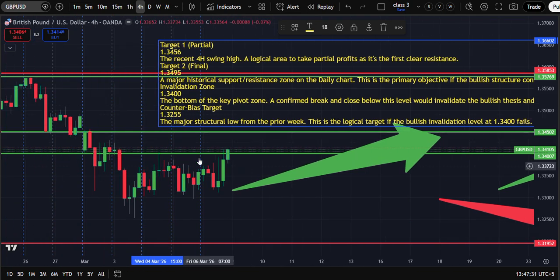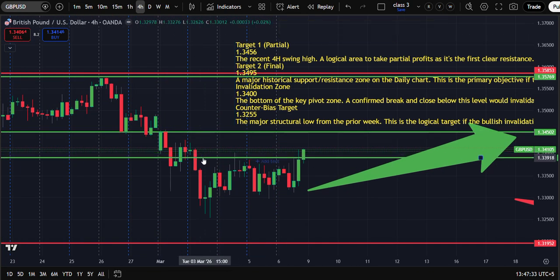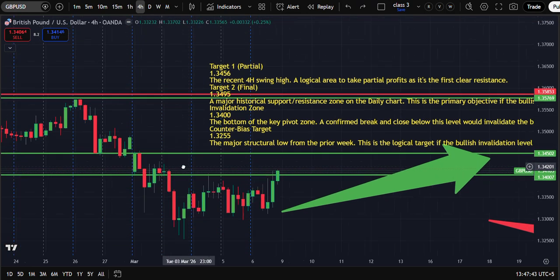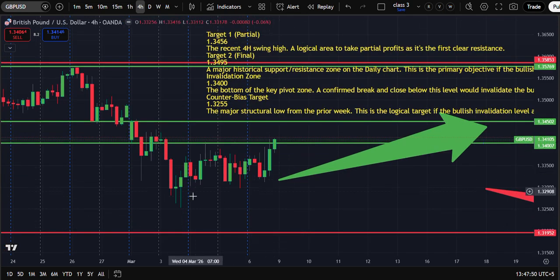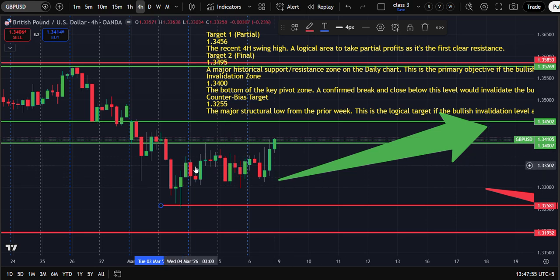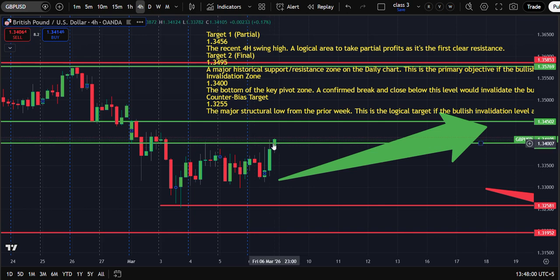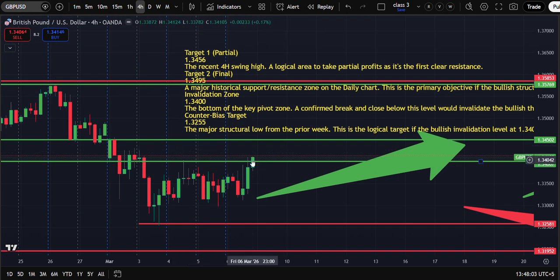So basically it's turned this resistance area into support, and it says as long as we are above this, we are bullish, and if we break below this, we become bearish, and if we break below this, it's going directly for 1.3255, which is located here. So it is kind of slightly bullish as long as we're able to stay above this area.